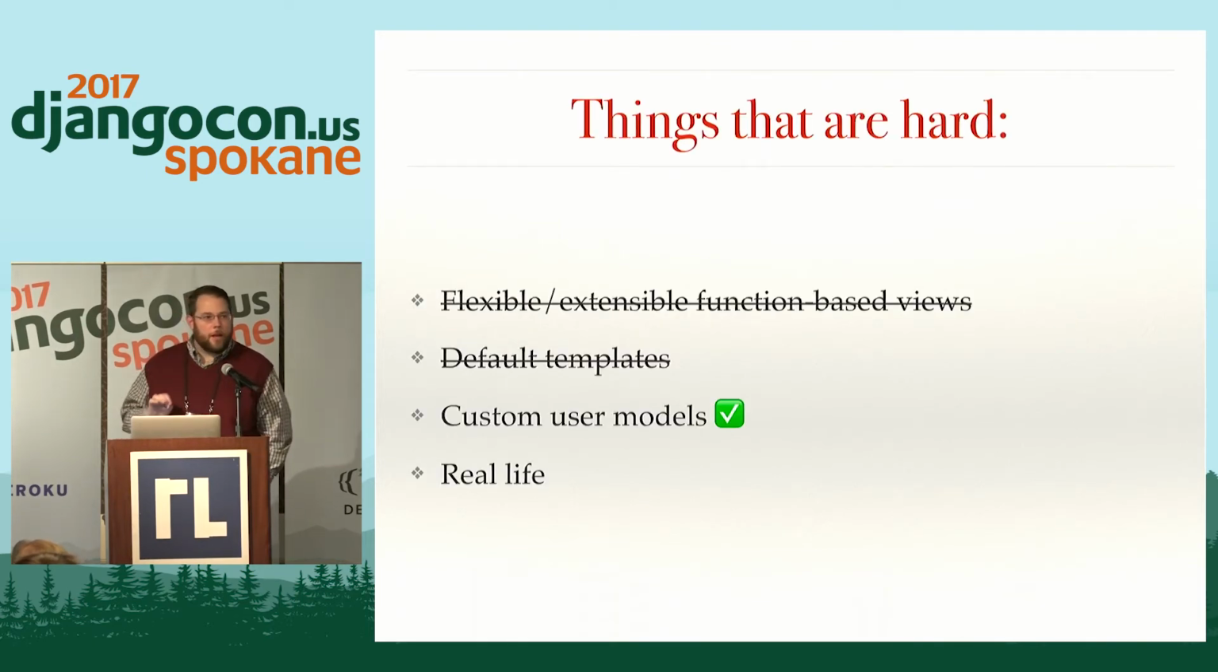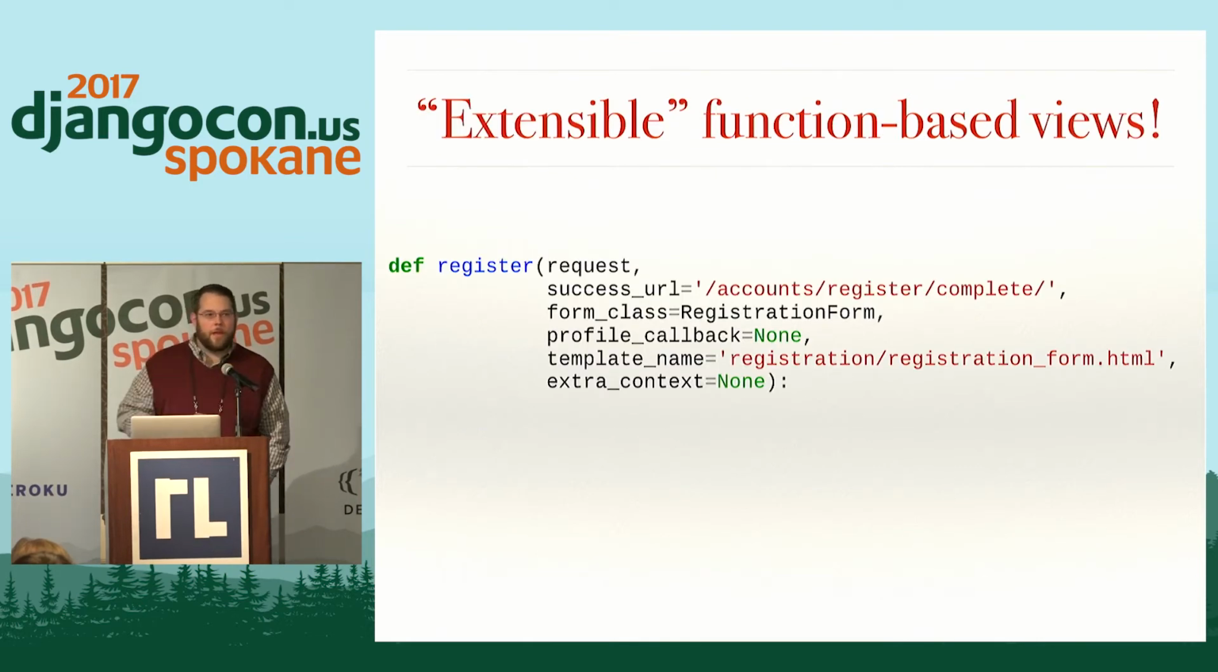So back then, Django did not have class-based views. If you wanted flexible, extensible apps that people could add functionality to, you had to add a bunch of arguments onto your function-based views. I tried to do default templates. Eventually, I tried to do custom user models, and also I had a dose of real life in the middle of it. So this is the sort of thing you used to have to do with a function-based Django view.